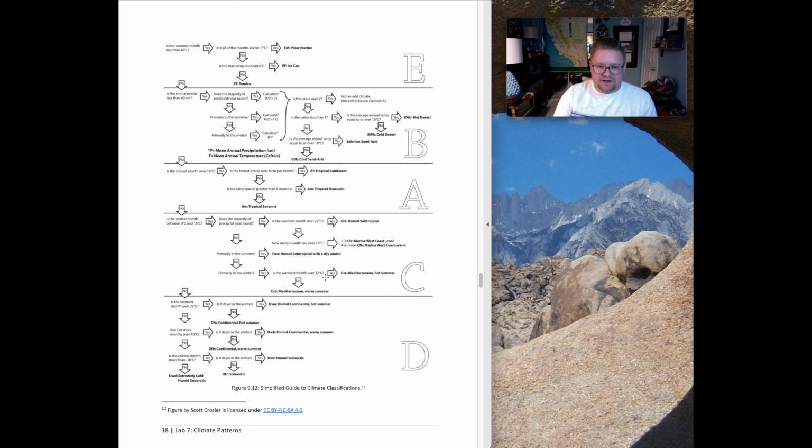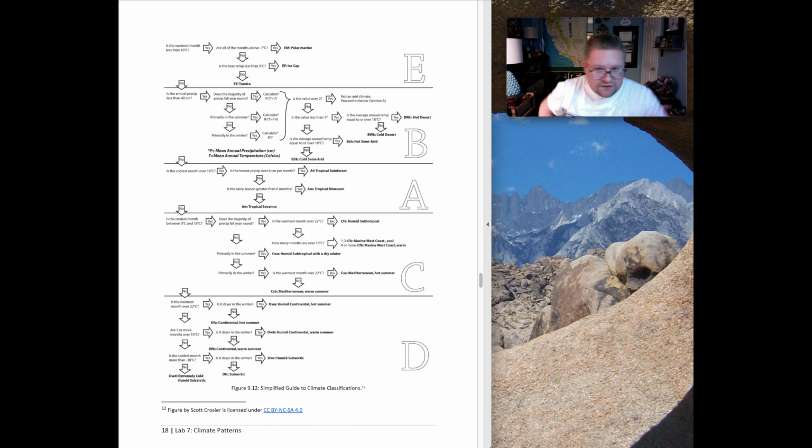So as an example, like I said, we're Santa Clarita. I'm at a Mediterranean hot summer, so I would have worked my way through this table and gotten there. The other thing, just like any dichotomous key, if you find that things are starting to look kind of funky, start over again. It's much easier.